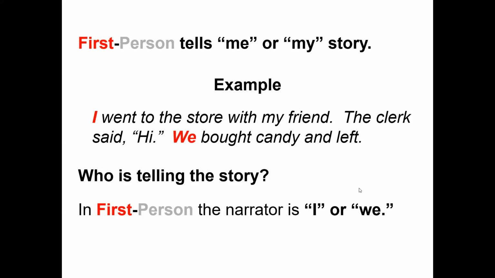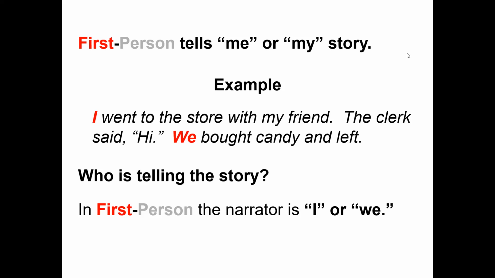Jaleel, where's Jaleel? When we're writing in the first person, who is the narrator? Who is telling the story in the first person? The narrator is I. Say it again, I can't hear you. The narrator is I or we. Very good. The narrator is I or we.